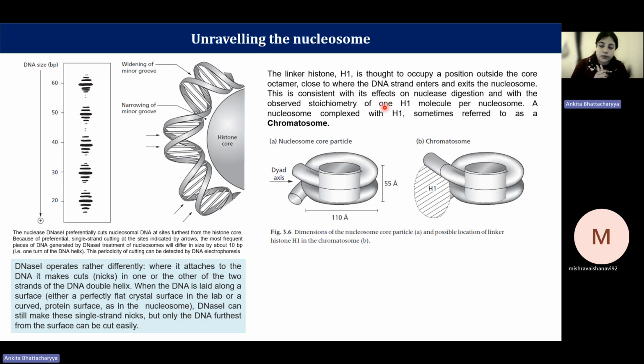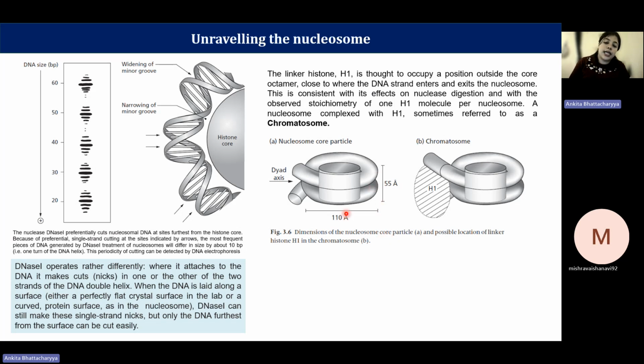This entire 3D structure, which is the nucleosome plus H1, is altogether called a chromatosome. So that's what you see here, the dimensions of the nucleosome core particle and possible location of linker H1 histone in the chromatosome. So this complete structure is a chromatosome. This is the nucleosome core particle. Please have these definitions very clear because these cannot be used interchangeably. It is with and without a very important protein, which is the linker histone H1.